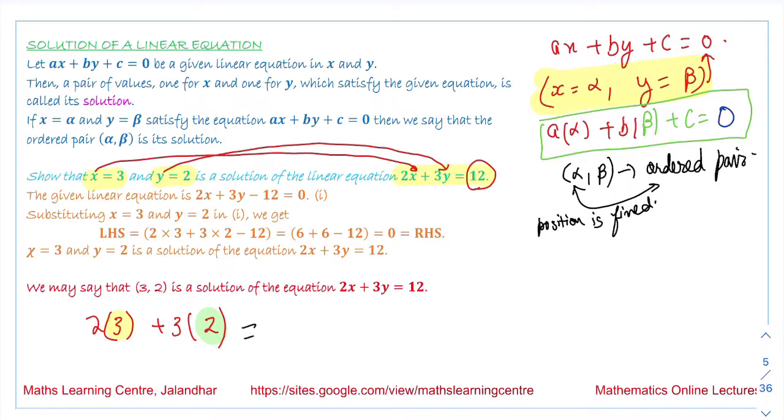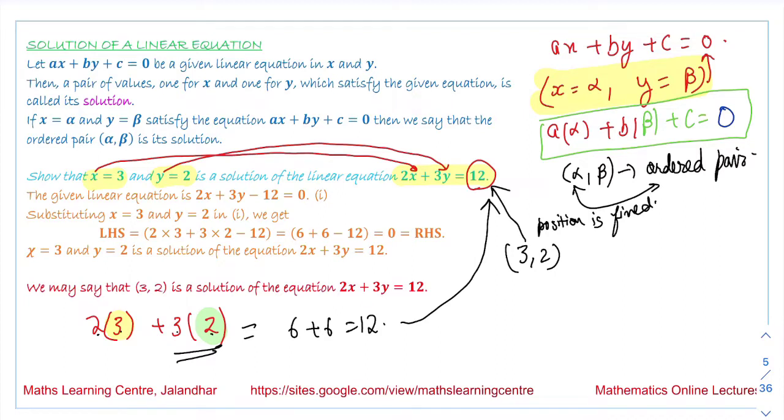So what is the value over here? This is 6, and the next value is 6, and the answer we are getting is 12. So we are saying that 3 comma 2 is a solution of this equation. Now another way of doing this is that we write it as 2x plus 3y minus 12 is equal to 0. We put the values over here. It is 2 into 3 plus 3 into 2 minus 12 is equal to 0.